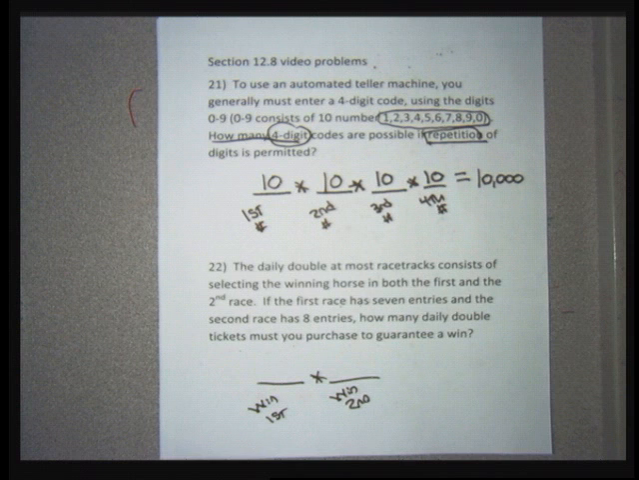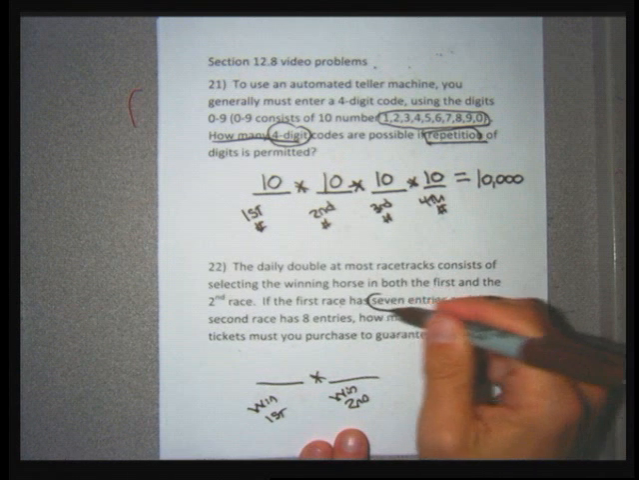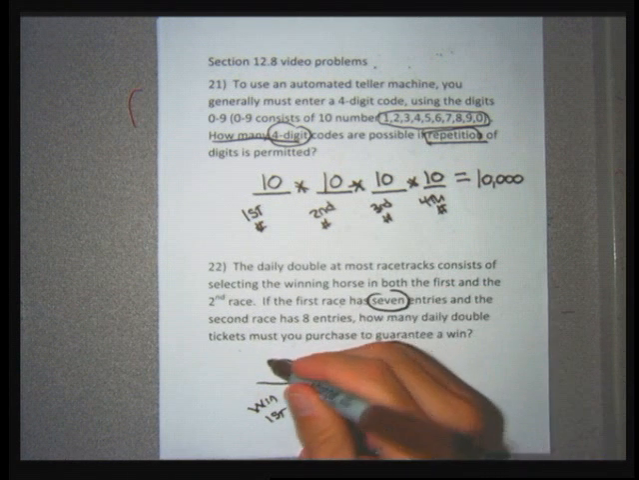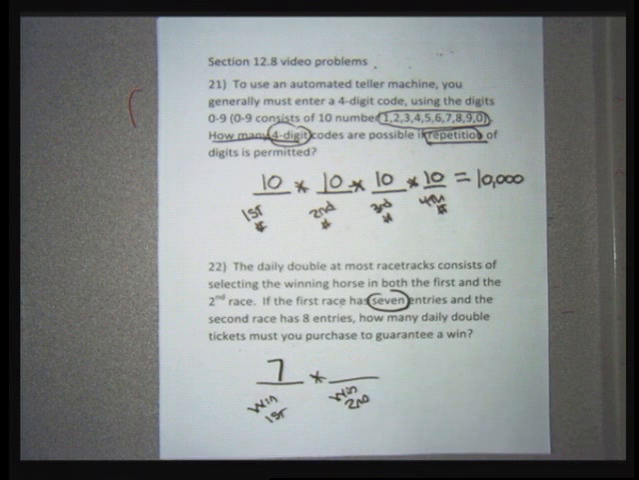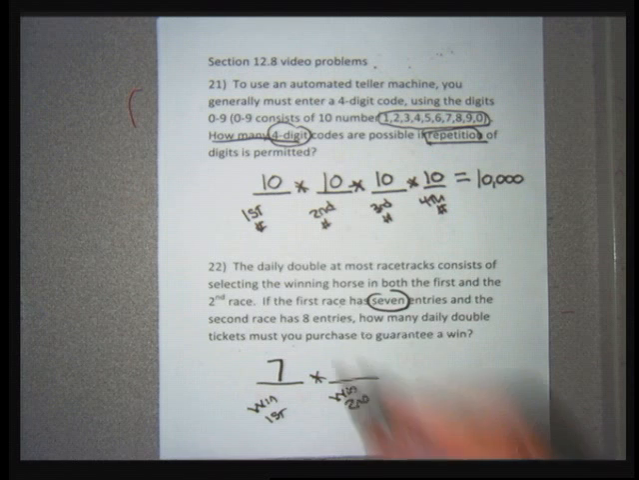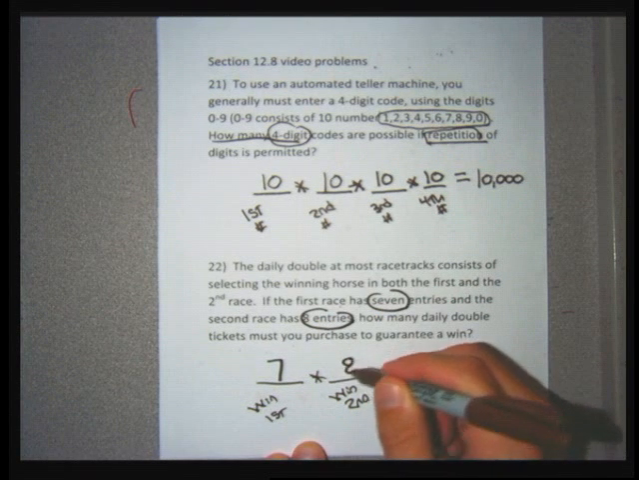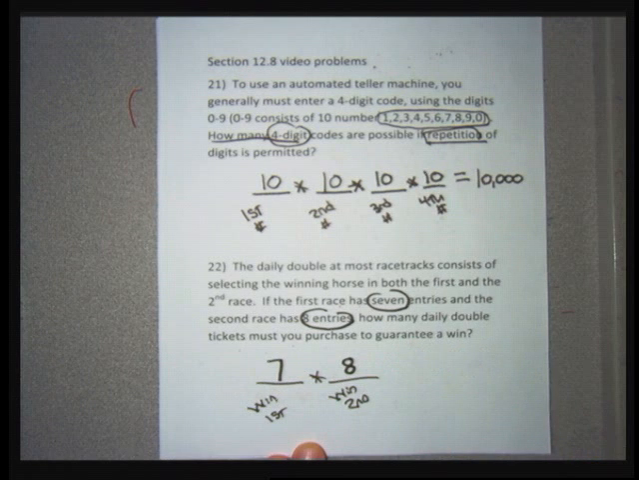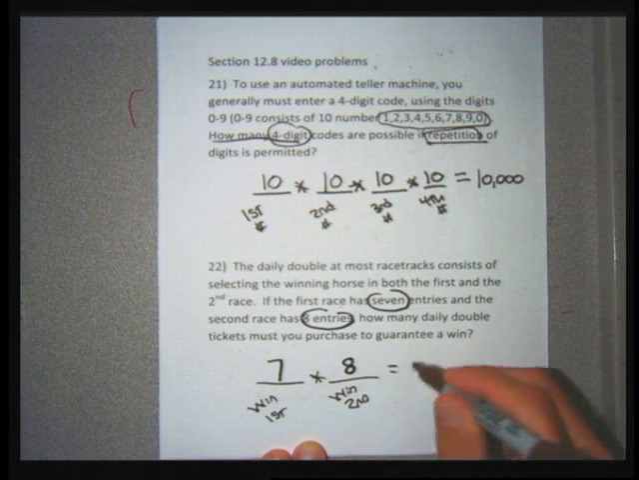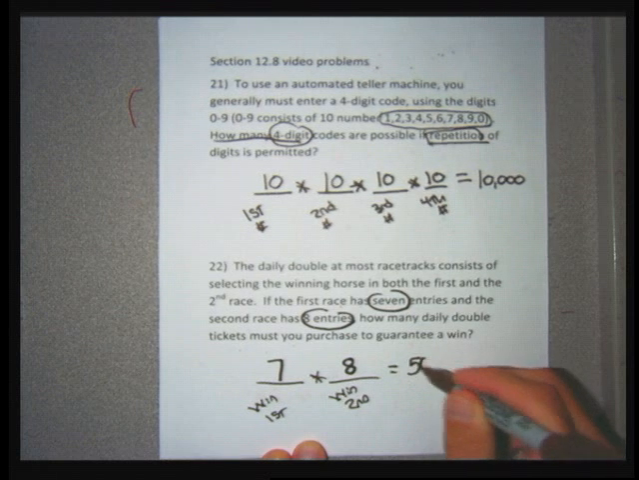The first race, there are 7 possible horses that could win it. So there's any one of 7 horses that can win the first race. Those horses won't run the second race, but the second race itself has 8 entries, and there's 8 different horses that can win the second race. So if I want to guarantee myself to win the daily double, I have to purchase 56 tickets.